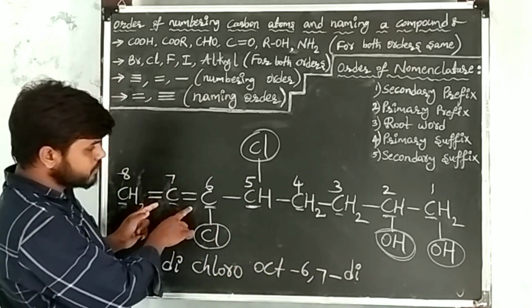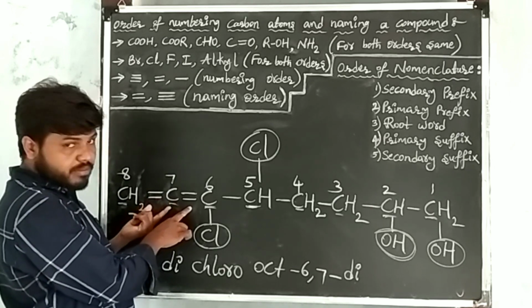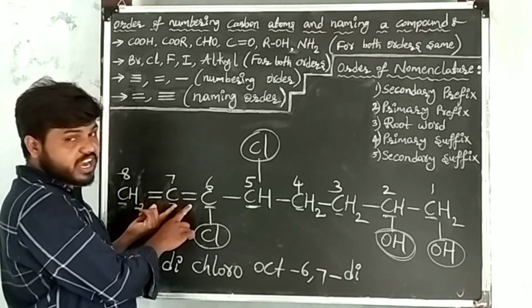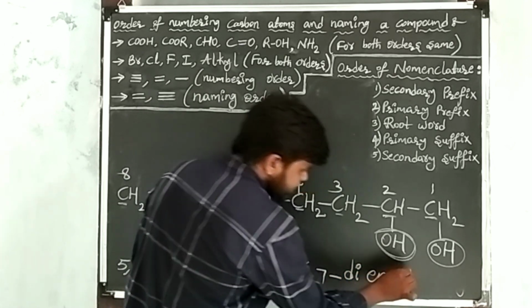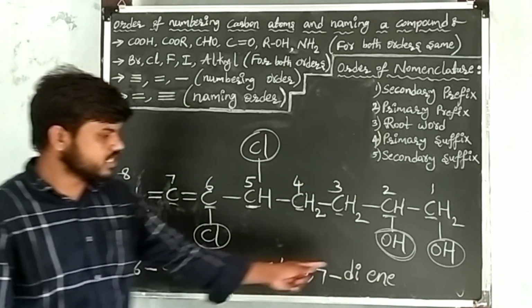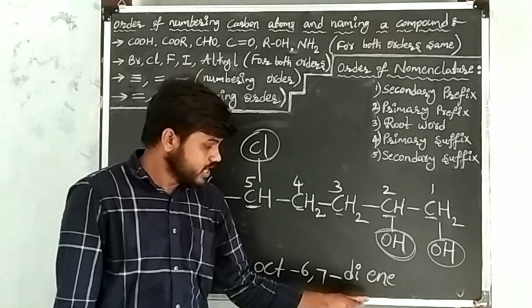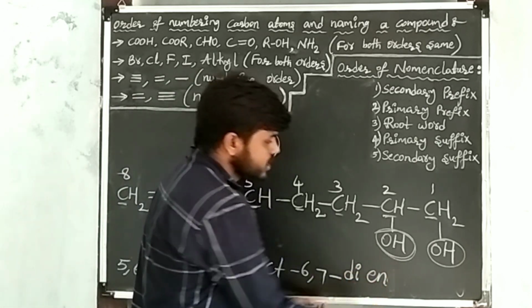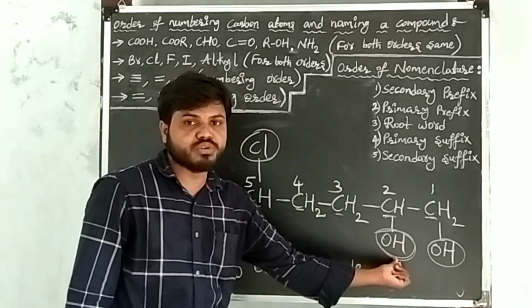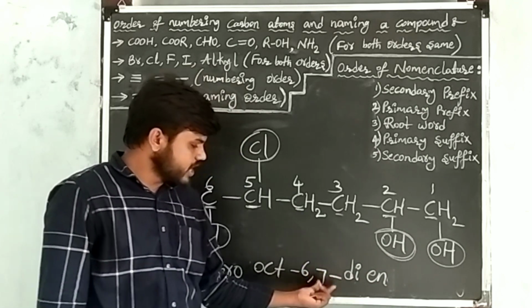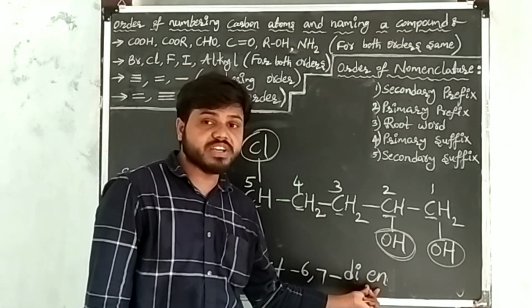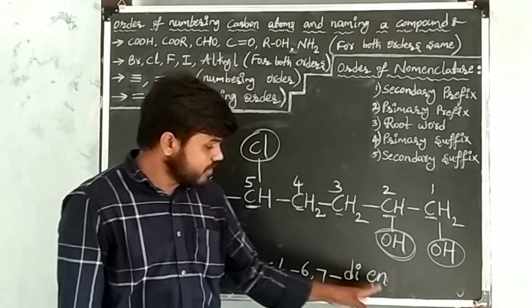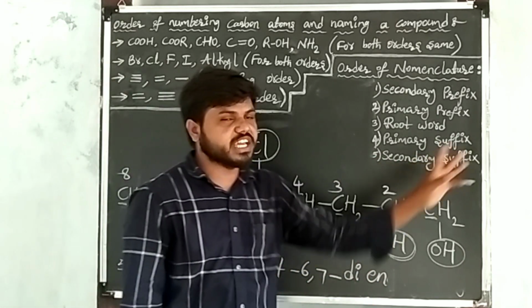After writing the repetition times, write the suffix of the double bond. The suffix of double bond is ene. Don't take this e, because in the given carbon compound a functional group is there, that is alcohol. First write the positions, then how many times repeated, after that the suffix of double bond, that is en. After writing the double bond, go to the secondary suffix.